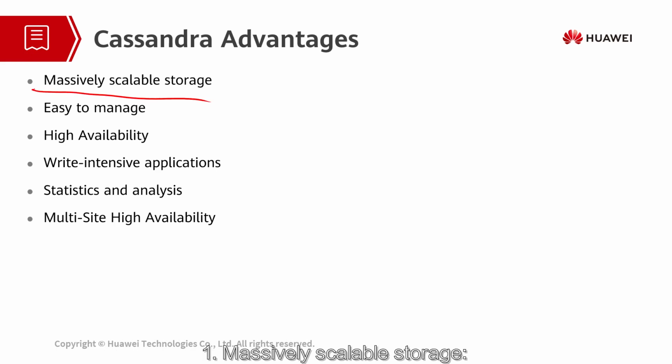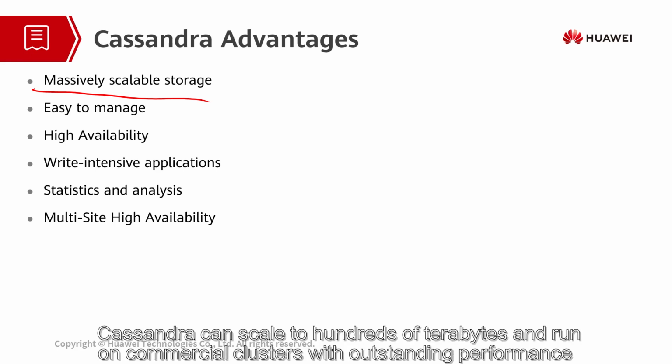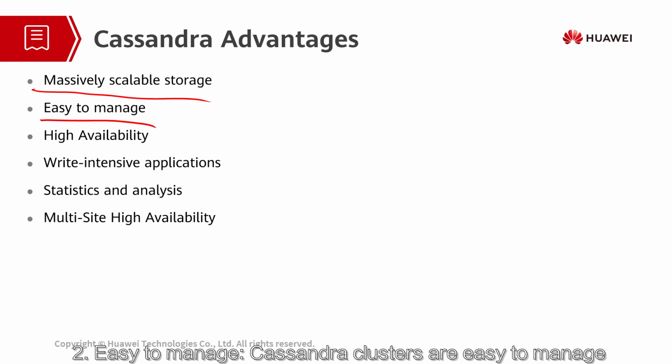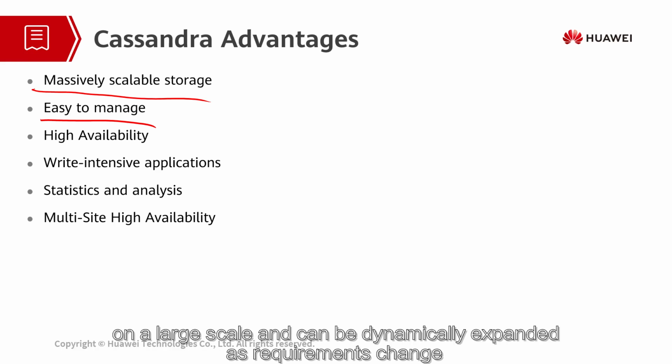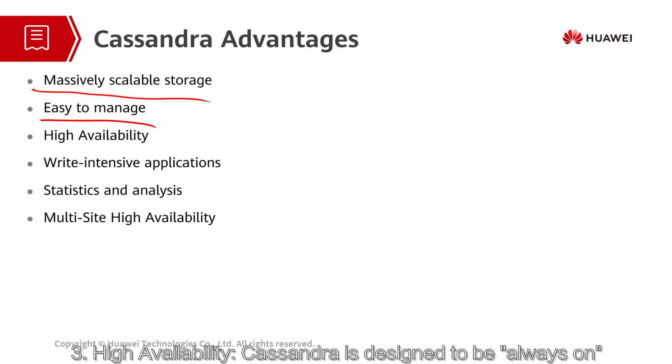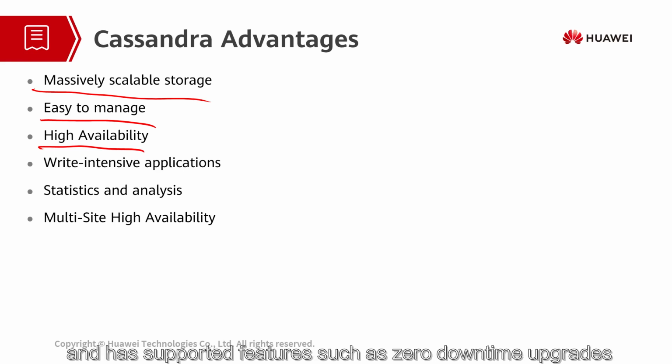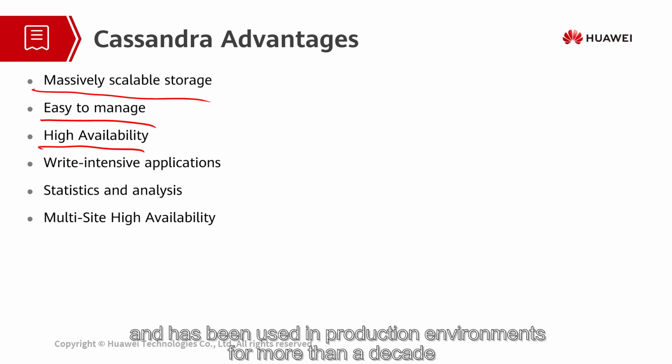Firstly, massive scalable storage. Cassandra can scale to hundreds of terabytes and runs on commercial clusters with outstanding performance. Secondly, easy to manage. Cassandra clusters are easy to manage on a large scale and can be dynamically expanded as requirements change. Thirdly, high availability. Cassandra is designed to be always on and supports features such as zero downtime upgrades, and has been used in production environments for more than a decade.